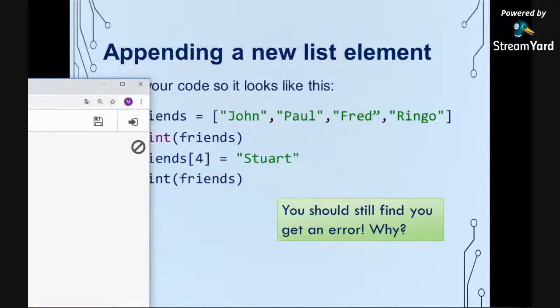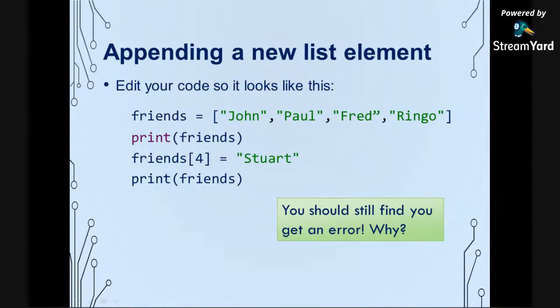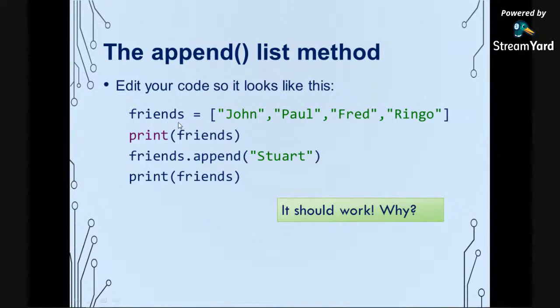So we need to use a special keyword, which we haven't used before. So your code needs to look something like this. All you need to do is change one little thing. So instead of saying friends 4 equals Stuart, I want you to do friends.append brackets Stuart, close brackets. Okay.